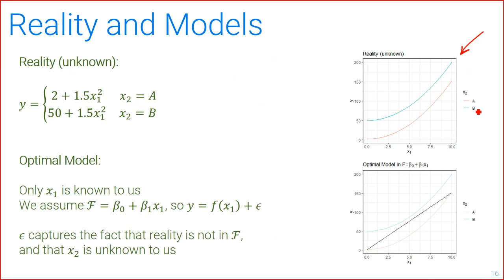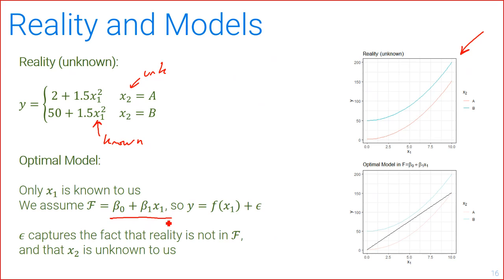Now imagine that we make the decision of saying, hey, I only observe x1. Or for whatever reason, we don't know anything about x2. This is an unknown, and we only know about x1. So this is known. Now, the class of models we are going to assume looks something like this. It's a linear model depending on only one input variable x.